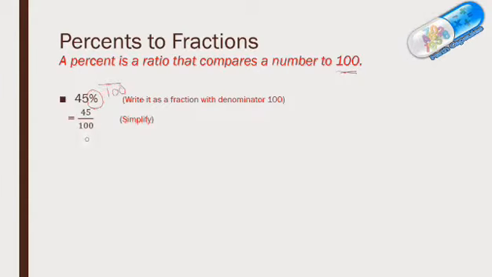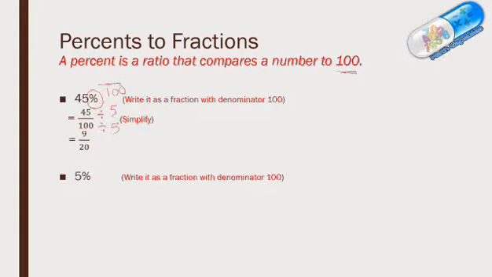After this, because I want it as a fraction, I do not leave it like this. I always simplify. So we simplify by dividing both of them by the greatest common factor between both of them, which is 5. 45 and 100 divided by 5. 45 divided by 5 is 9. 100 divided by 5 equals 20. And of course, 9 over 20 is the simplest form.